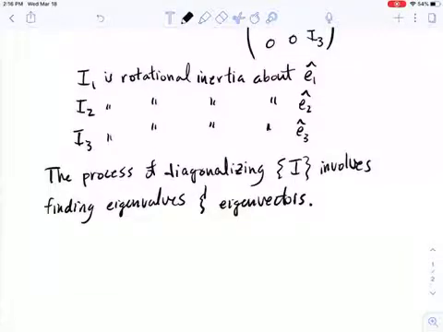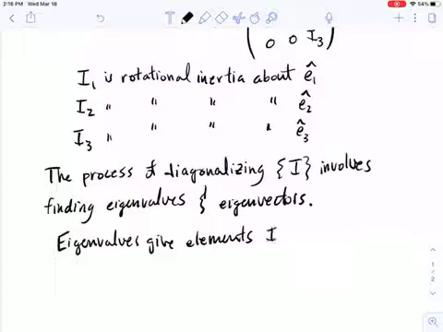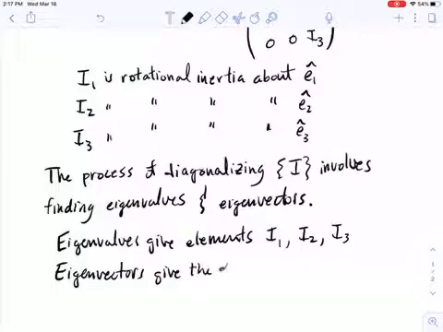So what do I mean by eigenvalues? Eigenvalues are going to be the elements of the diagonal matrix. So the elements that we're going to be interested in are going to be these rotational inertia about the principal axes. And what the eigenvectors are going to tell us, they're going to tell us the direction of the three principal axes. So the eigenvectors give the directions of the three principal axes.